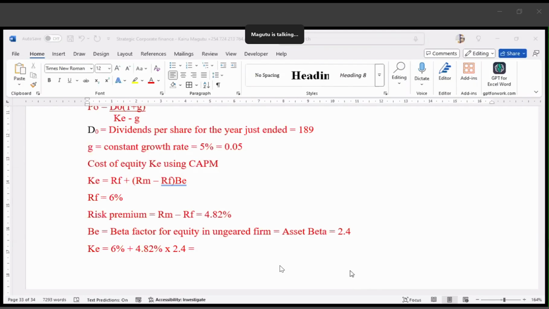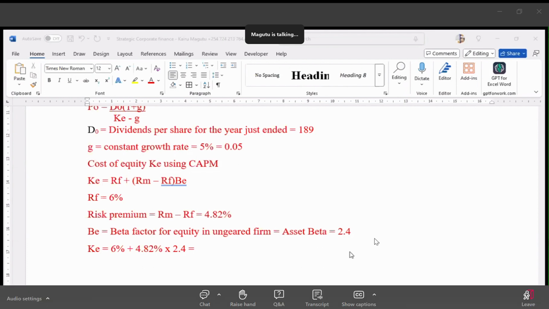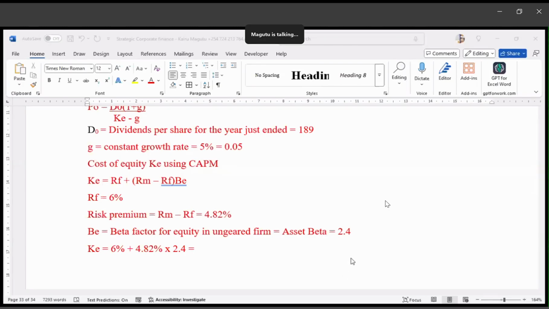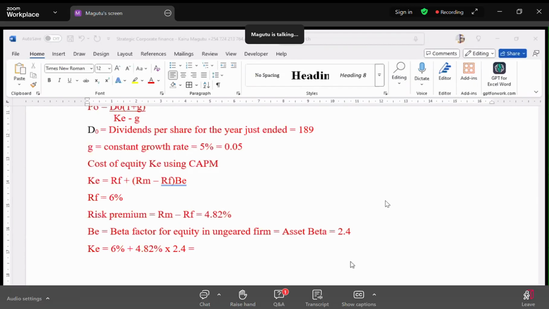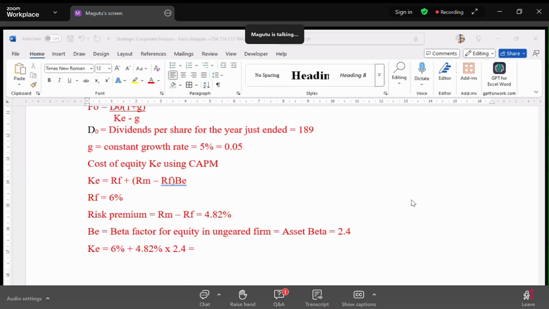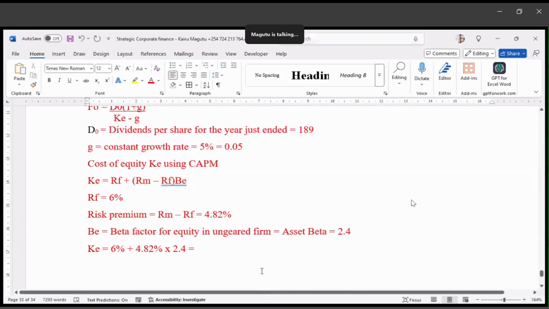Someone says 17.568, 17.5, 17.5, 17.568, 18. Try not to round it off to that extent. That one can give you a misleading answer. So at least 2 decimal places are reasonable. I see 17.6, 17.57. I would go for 17.57%.